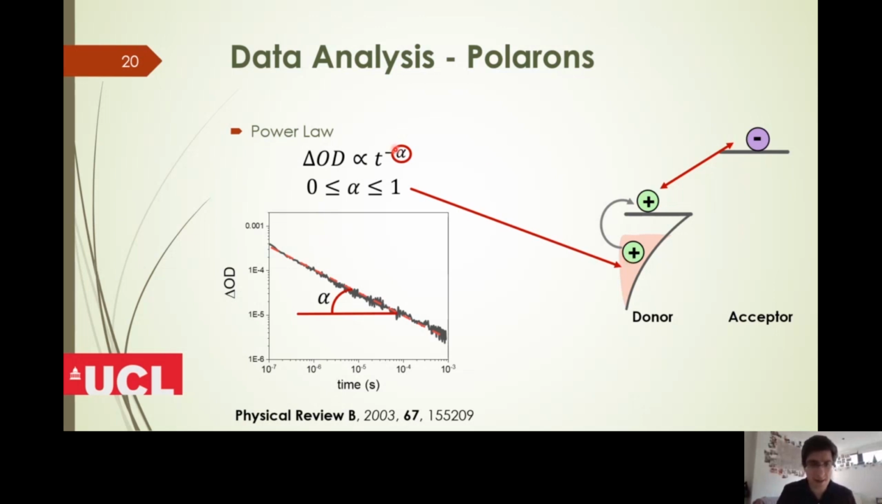The alpha of this formula, which is also the slope when you plot the decay in log-log scale, is going to be between 0 and 1. The value of this alpha gives you information about how deep these polarons are trapped. The closer to 0, the deeper these polarons are, and the closer to 1, the shallower. And when alpha is 1, it means that your polaron is completely free, it's not trapped at all, and that goes through pure bimolecular recombination.